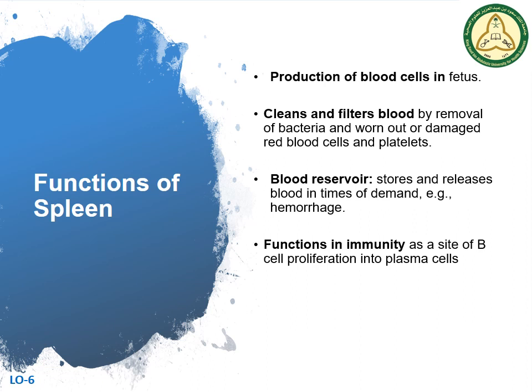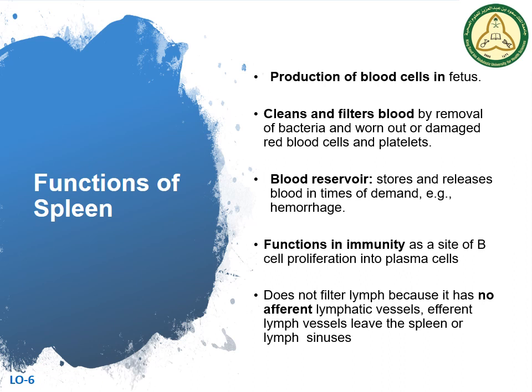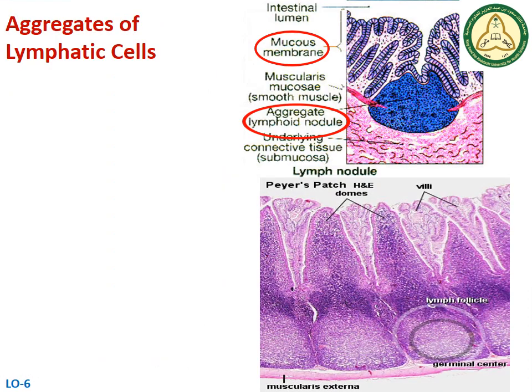It functions in immunity as a site of B cell proliferation into plasma cells. It does not filter lymph because it has no afferent lymphatic vessels. Efferent lymphatic vessels leave the spleen or lymph sinuses. So afferent vessels are also not present here.